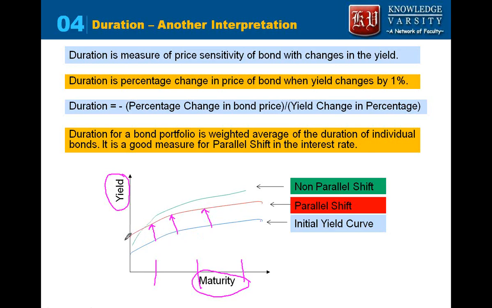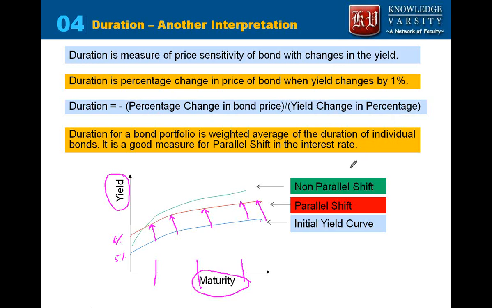Let's say there is an increase of 5%, and there is a 1% increase across all the maturities. So all the maturity yields have increased by 1%. Since this is a parallel shift in the yield curve, duration is very easily calculated for a portfolio. That is, what is the percentage change in the portfolio value by the percentage change in the yield?